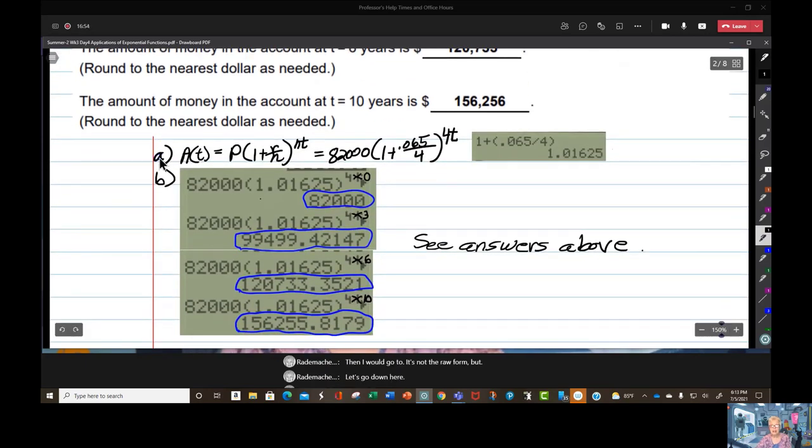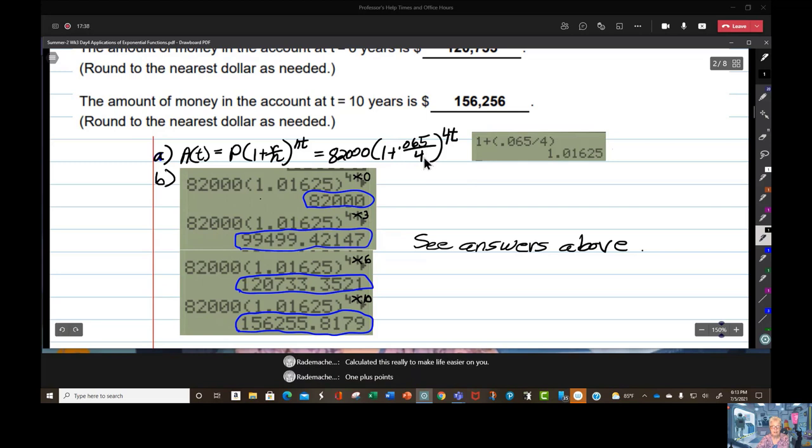Woolly mammoths were walking around and saber-toothed tigers. Well, maybe not, but it's a good story. You'll see that they've gone to another step than I would go to. It's not the raw form, but let's go down here. Here's the answer to part A, find the formula. Here's the raw formula right here. Well, here is the formula for compound interest. I put the numbers in for every variable. P parentheses 1 plus r over n to the nt power. Not forgetting the final parentheses there.